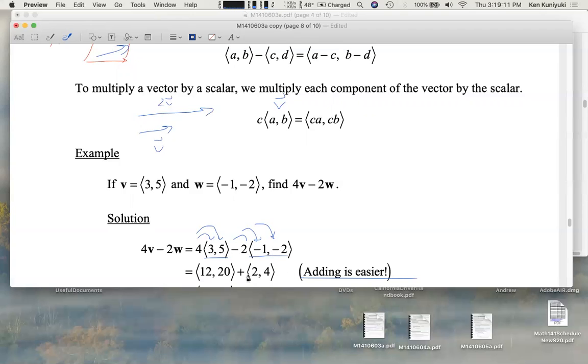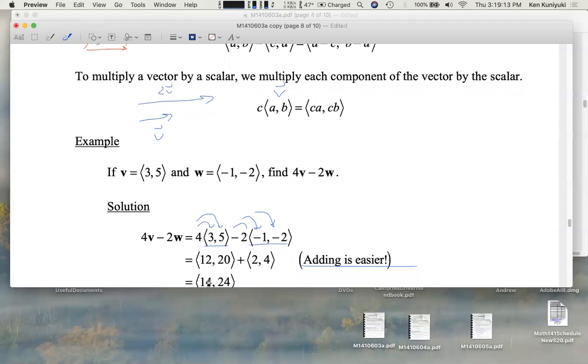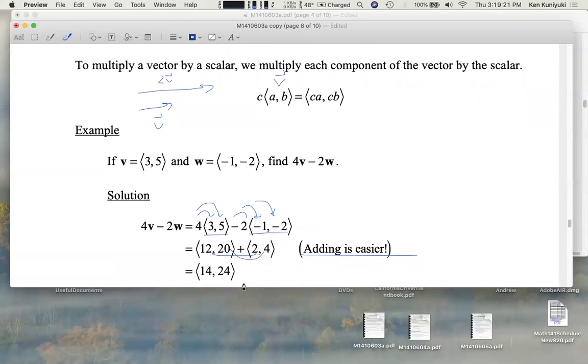Addition is easy. 12 plus 2 is 14. 20 plus 4 is 24. You add the corresponding components. 14, 24. That's that. It's a lot easier than trying to draw arrows.